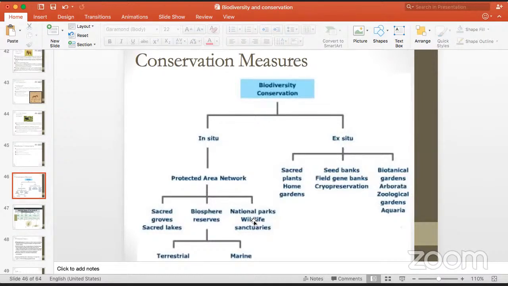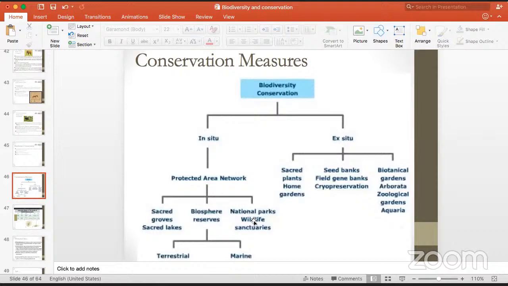They are also managed by the state, by the state wardens. So the chief wardens, or the forest officials, which are recruited by the state, are in charge of these wildlife sanctuaries. Okay, so this is the difference between a national park and a wildlife sanctuary.